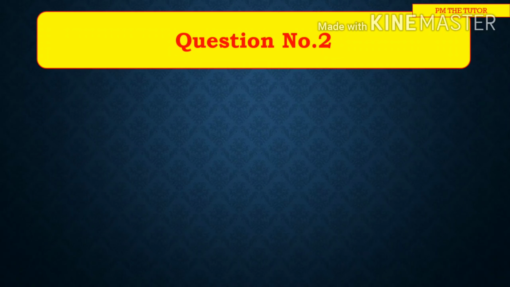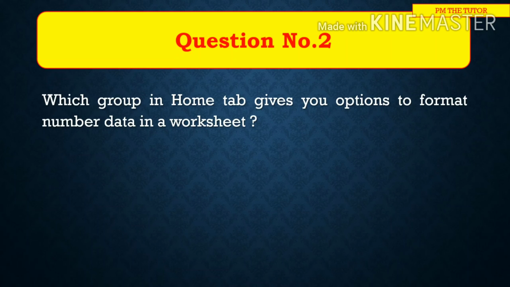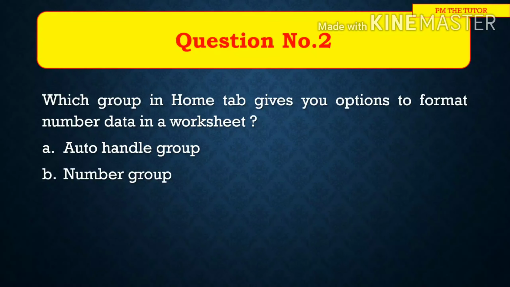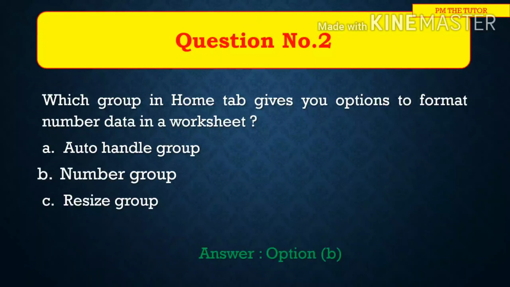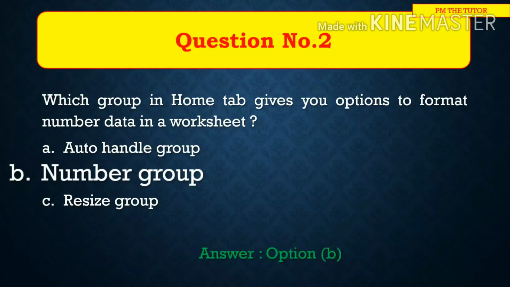Next question, question number 2, which group in the home tab gives you the option to format number data in a worksheet? Options are alignment group, number group or resize group. Right option is option B, that is number group.